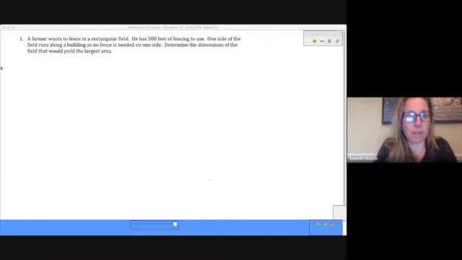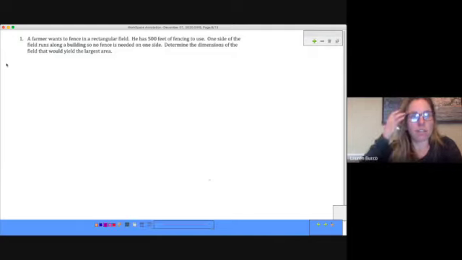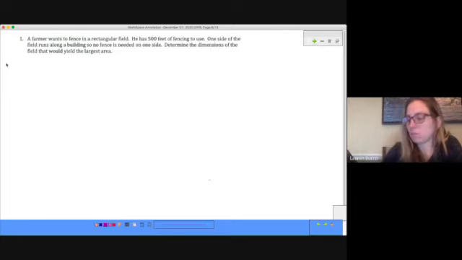So I guess it always depends upon how difficult it is if I want you guys to use your calculator or not. So optimization, let's talk about what that means. A farmer wants to fence in a rectangular field. He has 500 feet of fencing to use. One side of the field runs along a building, so no fence is needed on that side. Determine the dimensions of the field that would yield the largest area.